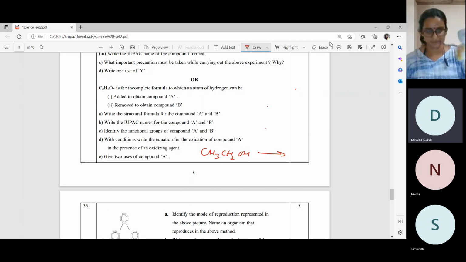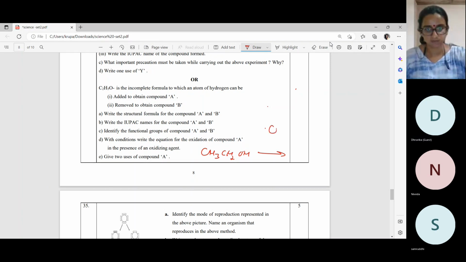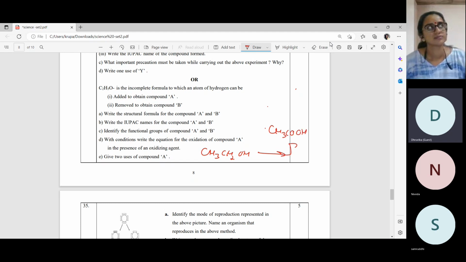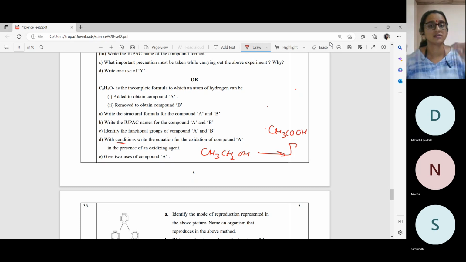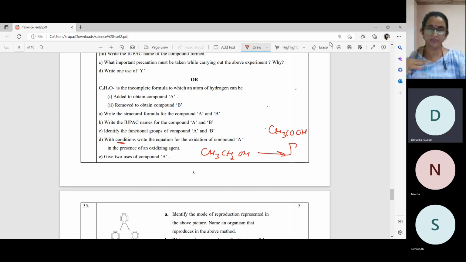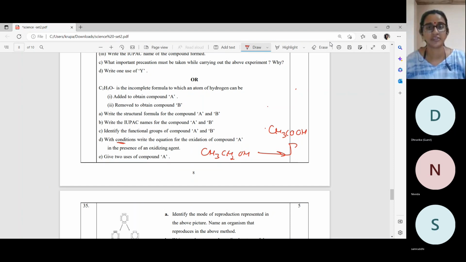Okay, so it would become CH3COOH, and the oxidizing agent can be potassium dichromate or potassium permanganate. Under what conditions? This is with heat. You're talking about alkaline or acidic? Alkaline potassium permanganate or acidified potassium dichromate. Okay, so when they're saying with conditions, that has to be mentioned very, very clearly.